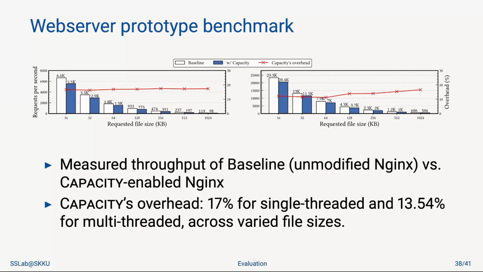Here are the results of the web server benchmark. We measure the throughput for baseline, which is the unmodified Nginx web server, and the Capacity-enabled Nginx. Overall, Capacity overhead is 17% for single-threaded and 13.54% for multi-threaded on different file sizes.